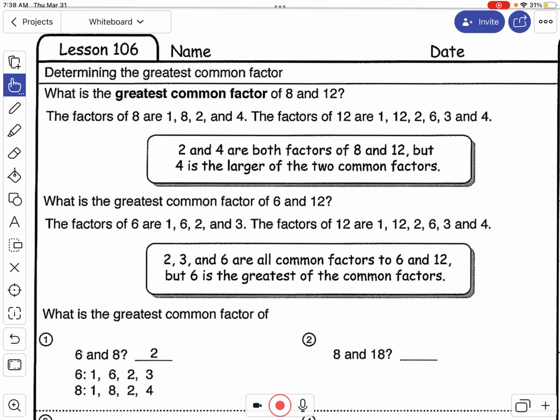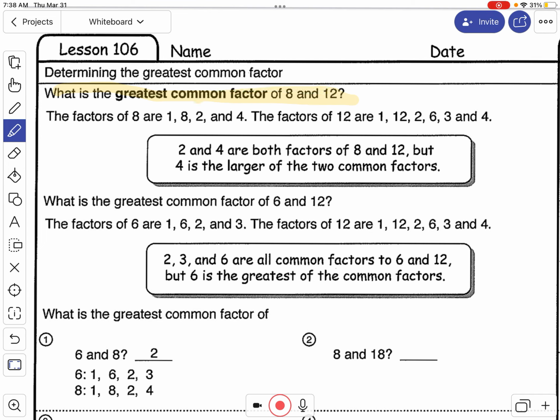Fourth grade Excel lesson number 106. We are going to learn to determine the greatest common factor today. Woo, this is going to be a tricky one. This is a little tricky. What is the greatest common factor of 8 and 12?